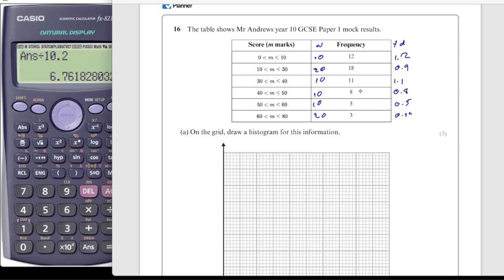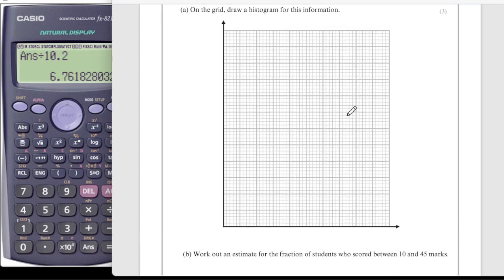So my frequency density goes up to, my largest value is 1.2. So I need my graph to go up to 1.2. Let's just see how many squares we've got. 1, 2, 3, 4, 5, 6. Beautiful. So I'm going to go up in 0.2. So 0.2, 0.4, 0.6, 0.8, 1, and then 1.2. And I'll just mention that that's the frequency density.